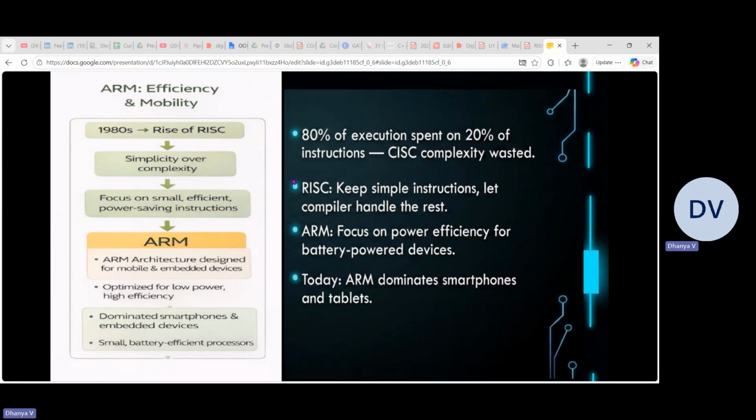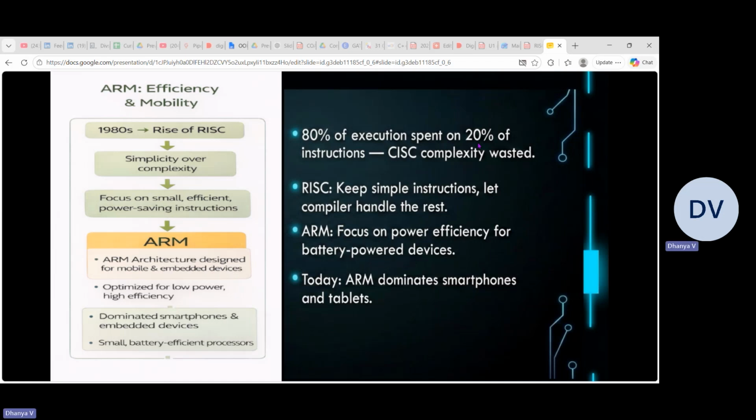We just talked about how 80% of the execution is spent on only 20% of the instructions, so most of the instructions were wasted. Load and store architecture essentially means that only load and store are used for memory access in every statement, which makes the instruction set less complicated.